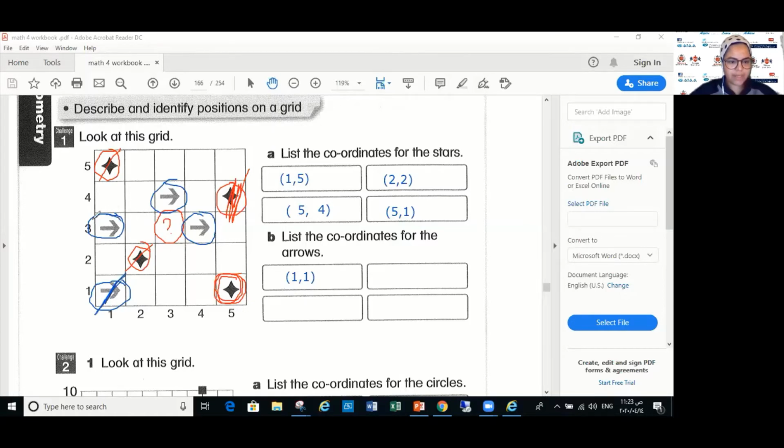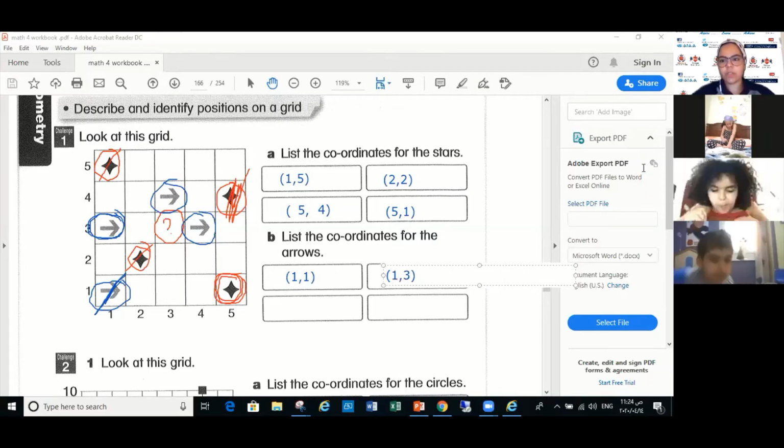What about the second one here? Can you tell me the coordinates of it? Okay. Quickly. It is 1 and 3. Very good. It's 1 and 3. Thank you so much. Quickly, let's go to another one.